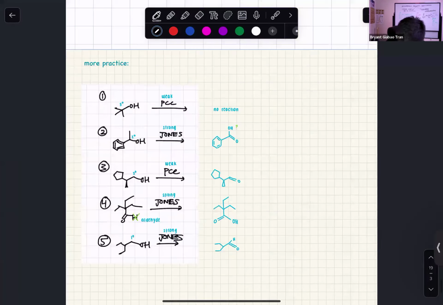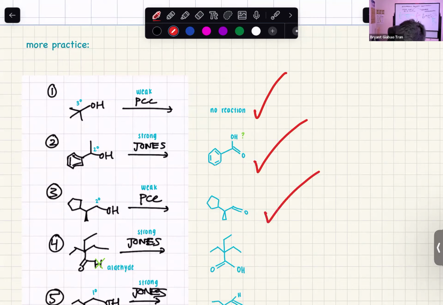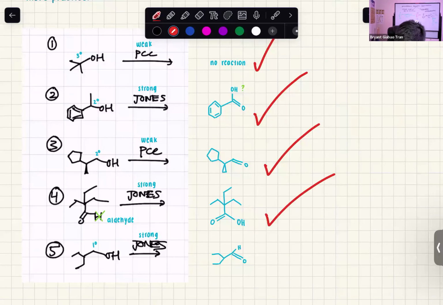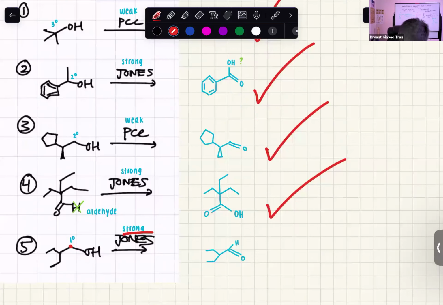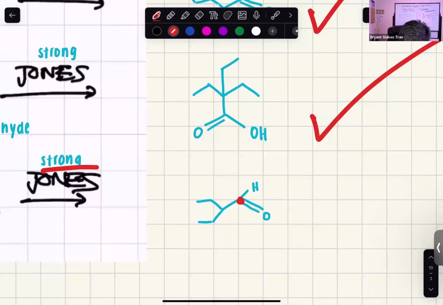Okay, so this one here. Yes, you got it. This one, carboxylic acid. This one, aldehyde. Yes, carboxylic acid. So this one is a strong oxidizing agent, primary alcohol. We want to get the carboxylic acid. So this is the carbon here holding the alcohol, which is going to be that carbon.